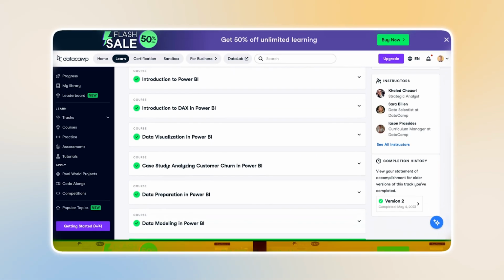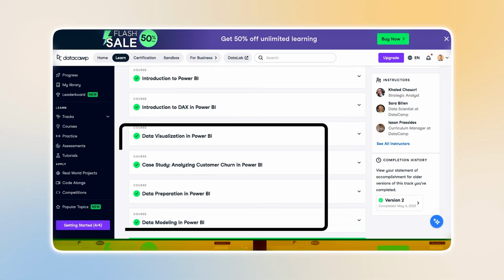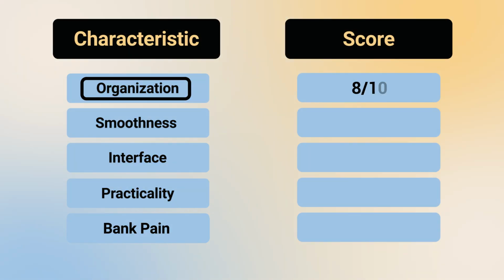So this one is 6 modules and covers the essentials you need to know for Power BI. My one critique would be that data modeling and data preparation come before data visualization in the course, but other than that, it's an amazing course. Organization, I'm giving 8 out of 10.